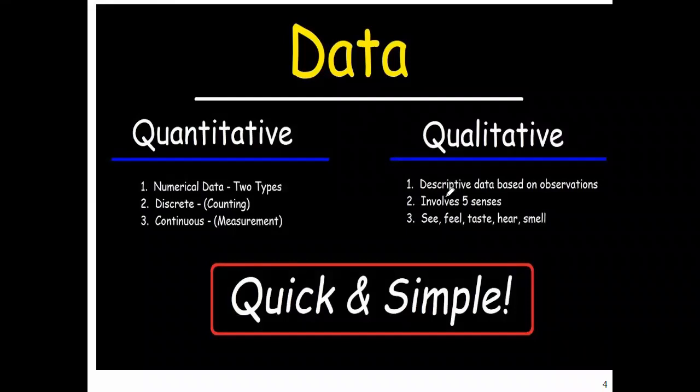Characterized properly. Qualitative data can be observed and recorded. All data depends upon observation and should be recorded. It involves the five senses, and all data depends upon character. For example, just see in the third point: see, feel, taste, hear, smell.